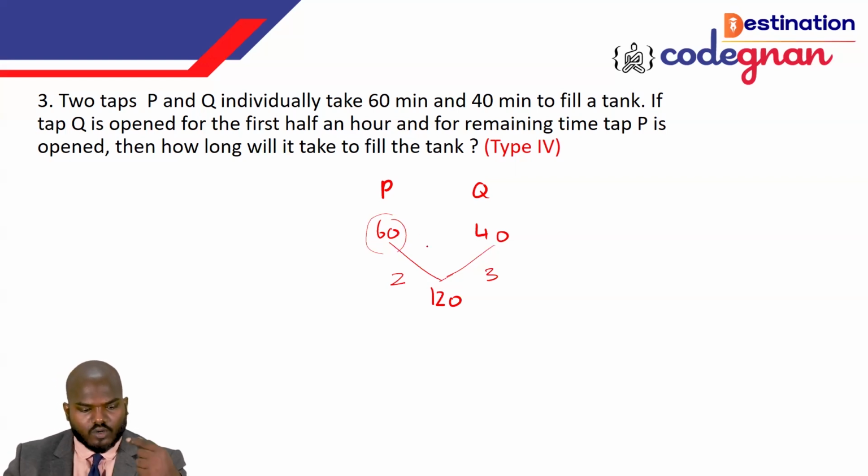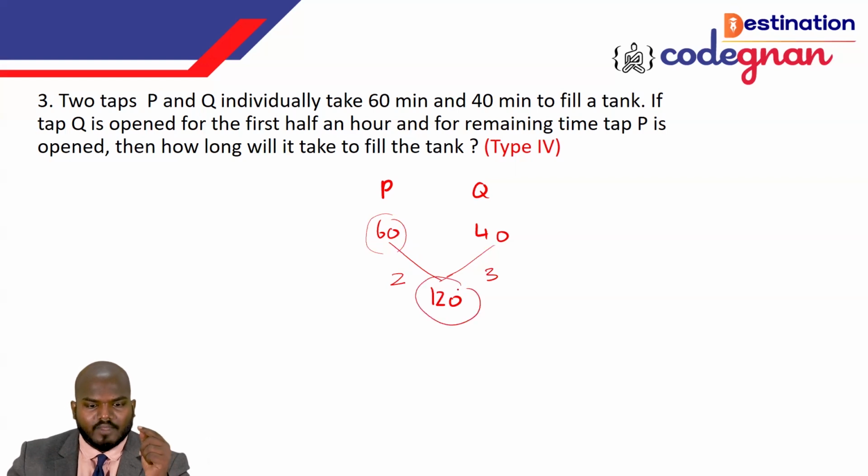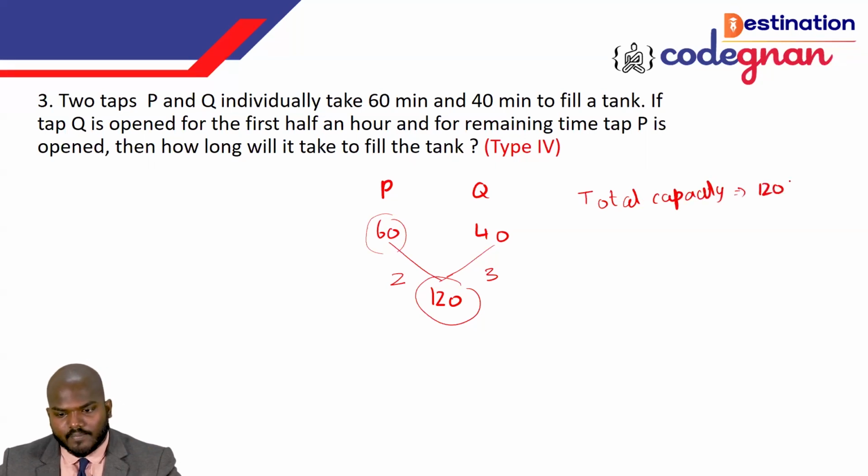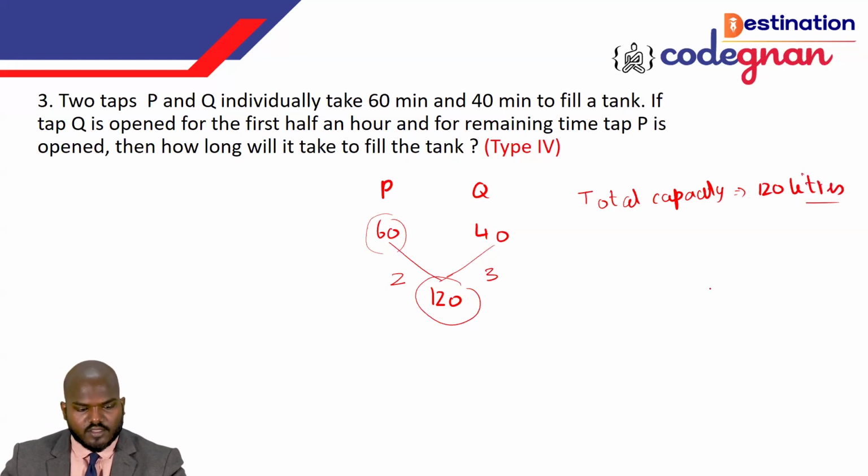First we take the LCM of these, which gives the value 120. That is the total amount of work, which we can call the total capacity. So 120 is the total capacity of the tank, that is 120 liters. Now Q fills 3 liters of water in 1 minute.